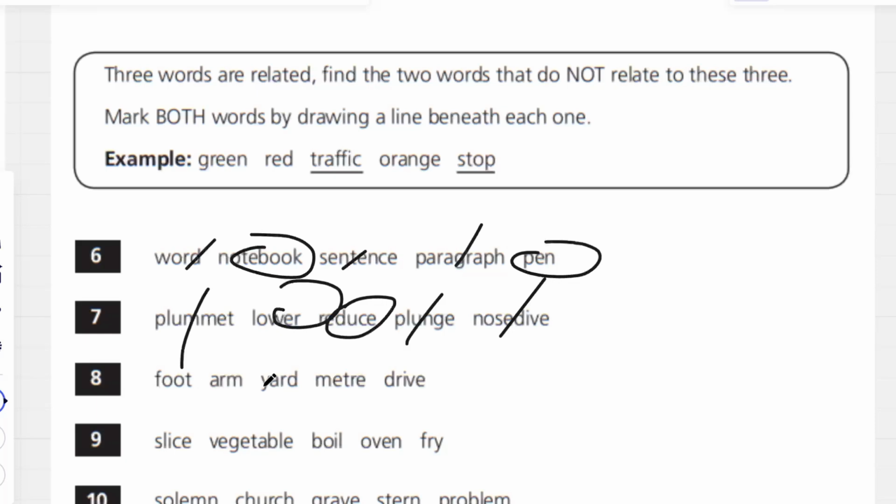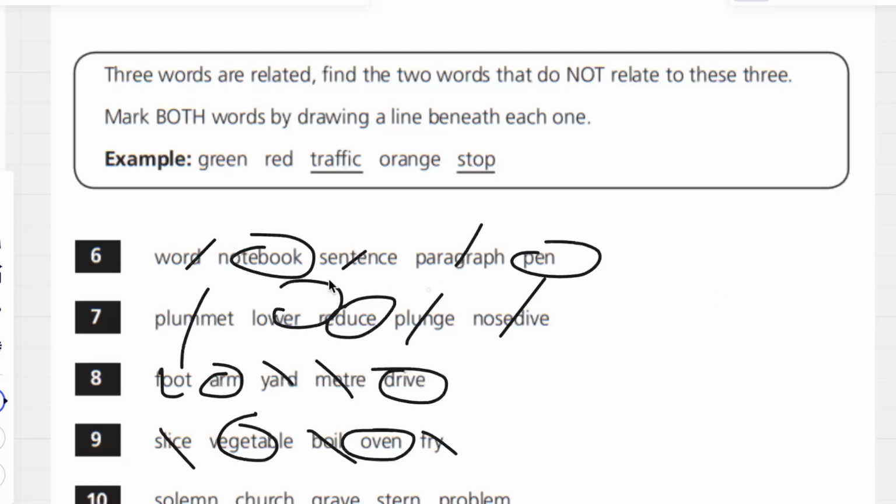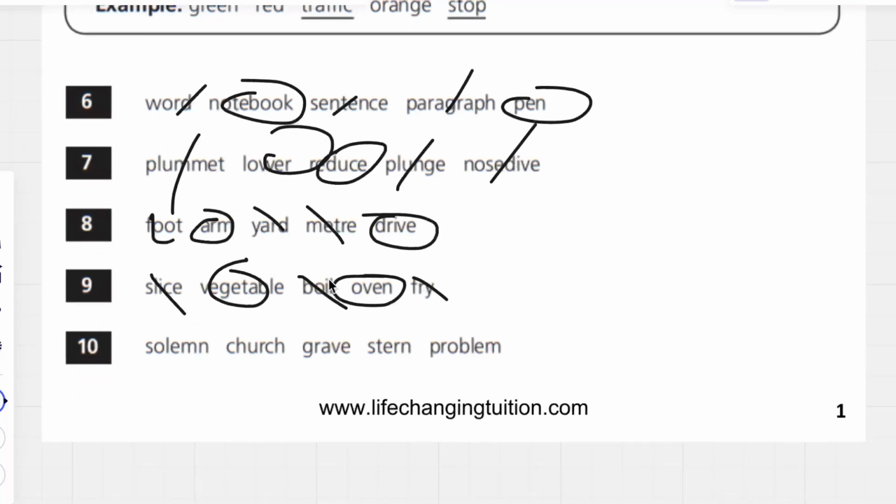Question 8, we have all measuring words: foot, yard, meter, apart from arm and drive. Question number 9, boil, fry, slice, these are all ways of cooking. However, vegetable and oven are not ways of cooking, they're things you can use in cooking. Question 10, solemn, gravestone, they're all words to do with being very morbid or sad. So church and problem are the only synonyms.